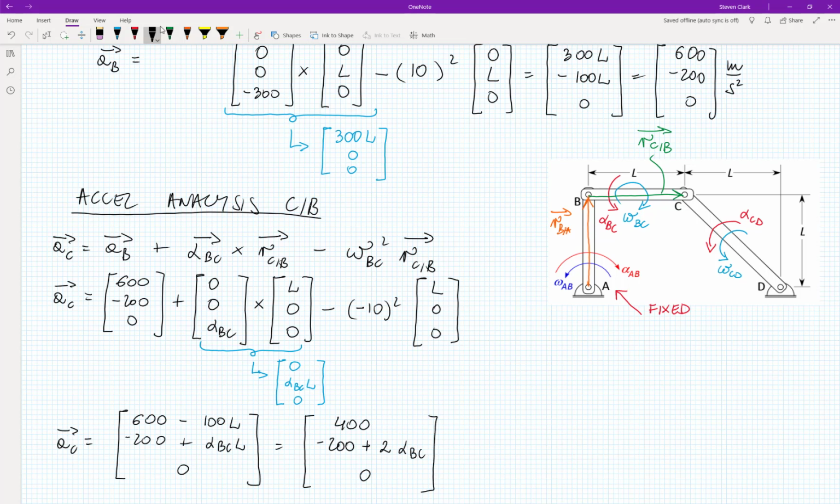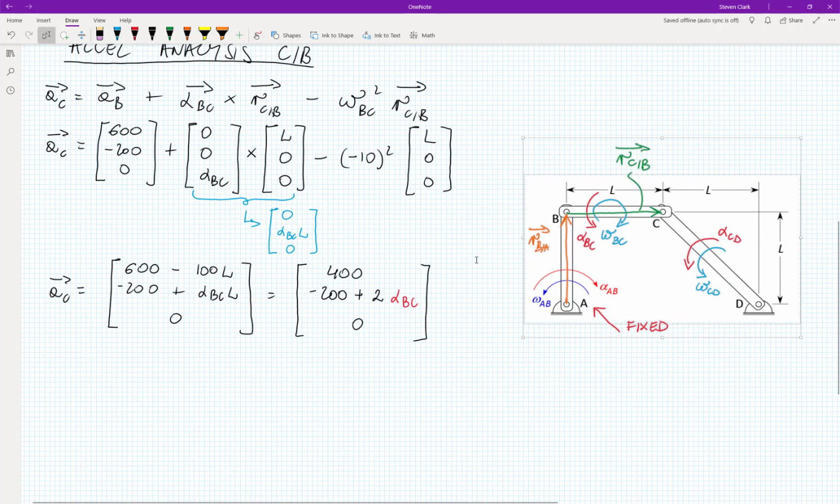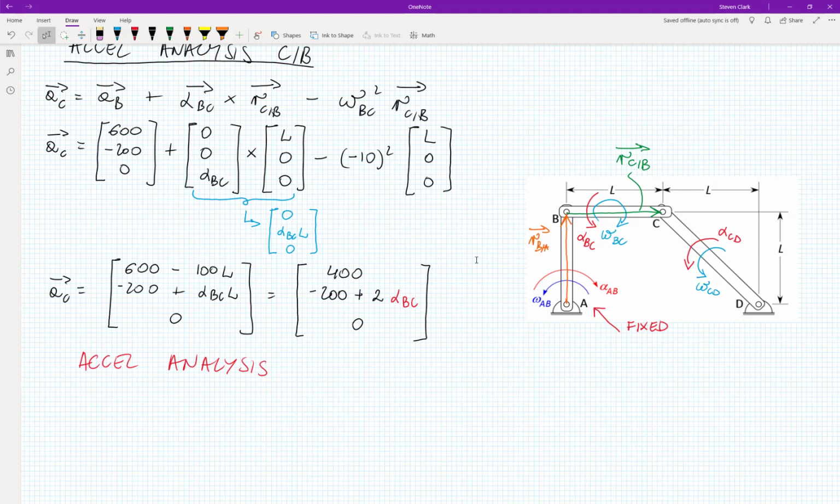All right, I think we are done with this acceleration analysis. And this is as much as we can squeeze from it. I hope that you can see it. Yeah? We didn't obtain a numeric value because this guy is not known. Alpha BC is unfortunately not known. But in order to solve for it, we must run one last acceleration analysis between the remaining pair of points. So let's do it here. Let's run acceleration analysis between D and C.